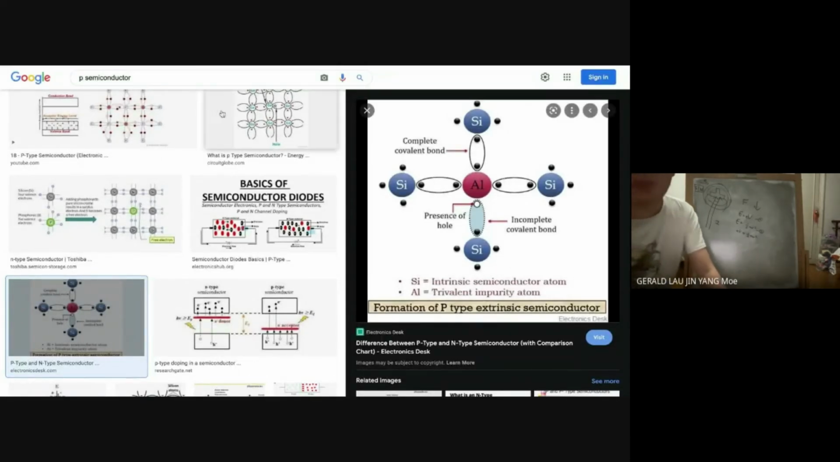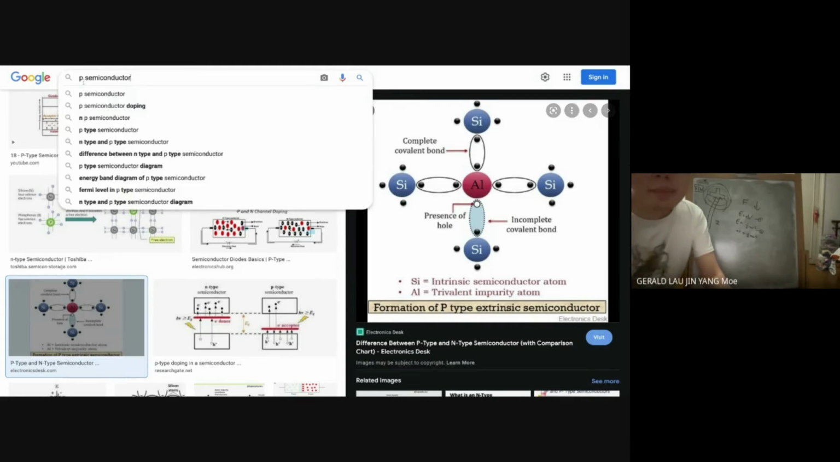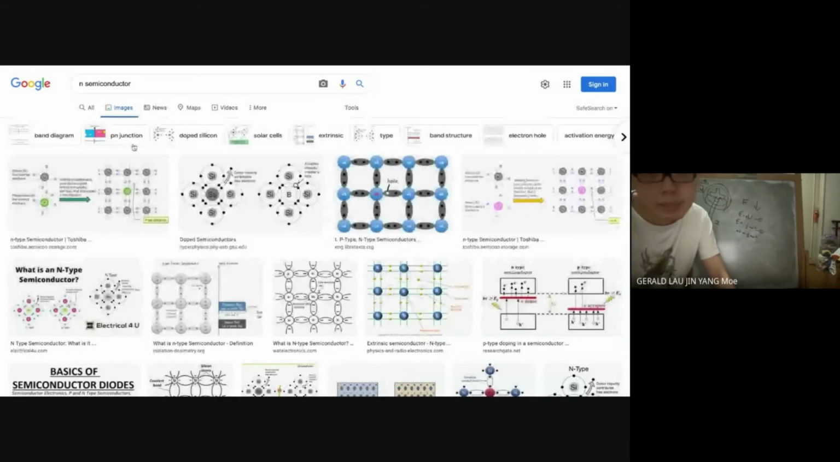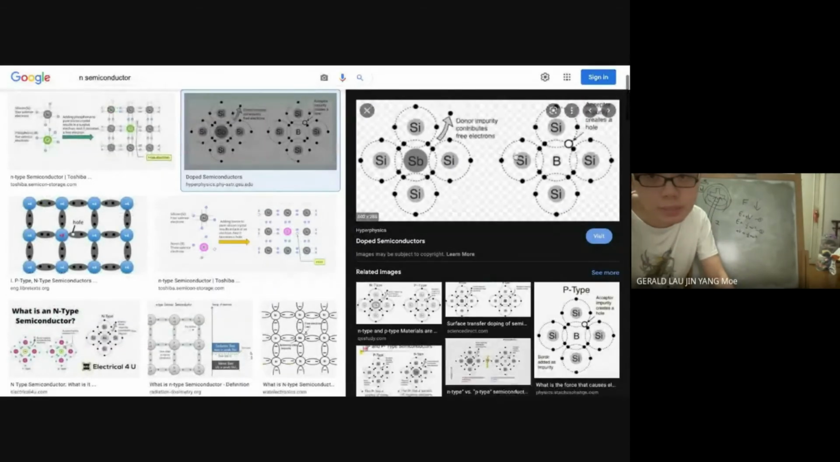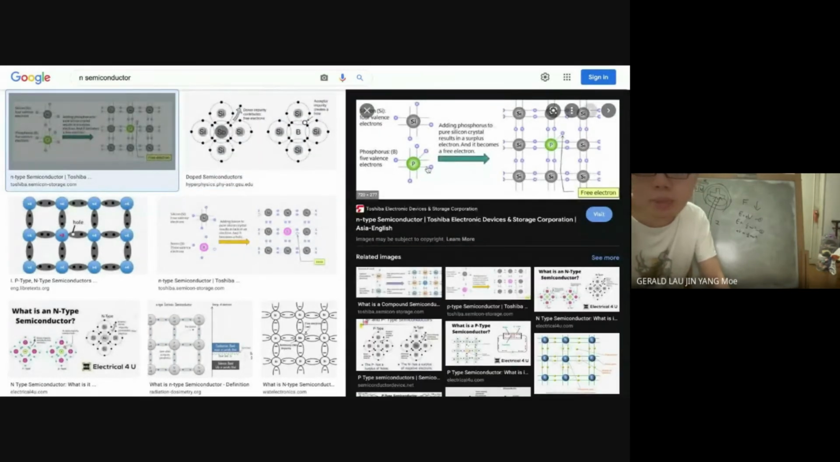Now this is for P. How about N? N means it has one extra electron. For example, Sb, is it antimony, if I'm not mistaken. Phosphorus or antimony have 5 valence electrons. They have one extra electron, so there is a free electron. That's why it's an N-type semiconductor.